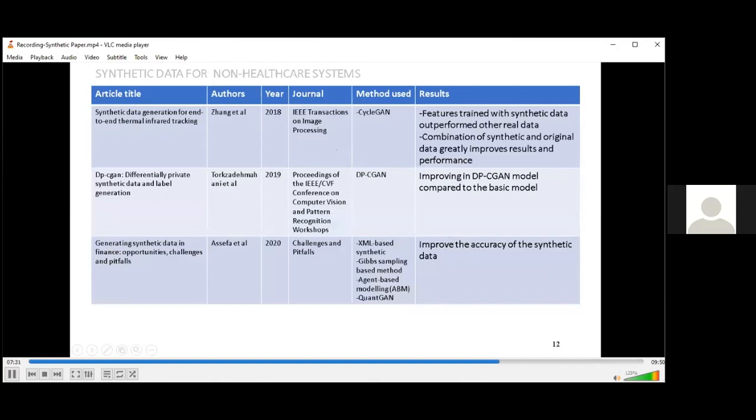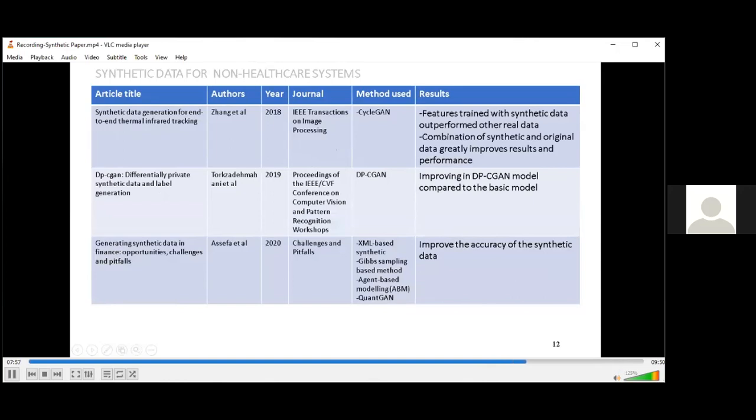And now we will talk about synthetic data for non-healthcare systems. Like this article, synthetic data generation for end-to-end thermal infrared tracking. They used CycleGAN. The result was that features trained with synthetic data outperformed those from real data. A combination of synthetic and original data greatly improves results and performance.